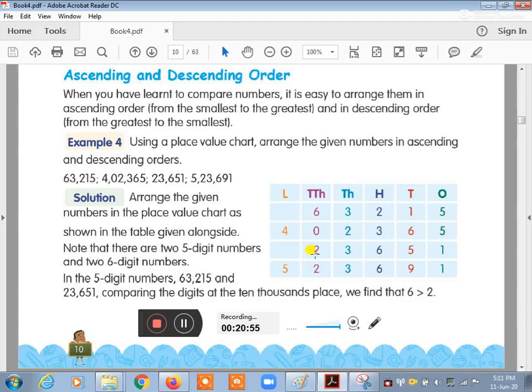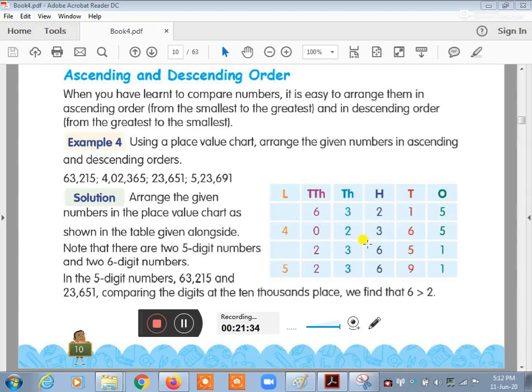So ascending means smallest number to the biggest number. So for the smallest number we have to compare this number with this number. So here we have to see the place values. Here is the 6, here is the 2. So 2 is the smaller number. So this is the first number, 23,651, and the next number is 63,215.